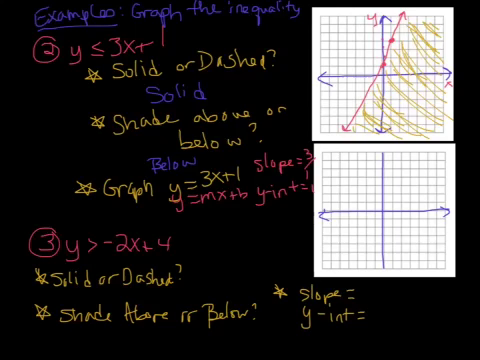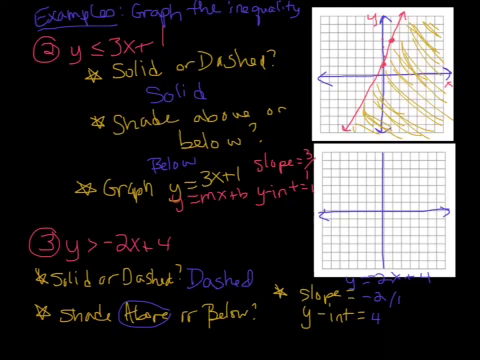So this one, you'll see that because it's y is greater than, there's no line under it, it's going to be a dashed line. Because it's greater than, we're going to shade above the line. We also know that with our equation, y equals negative 2x plus 4, our slope is negative 2. We're going to write it over 1. Our y-intercept is positive 4.